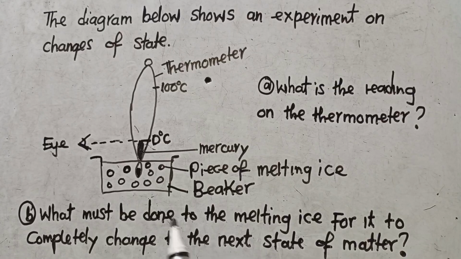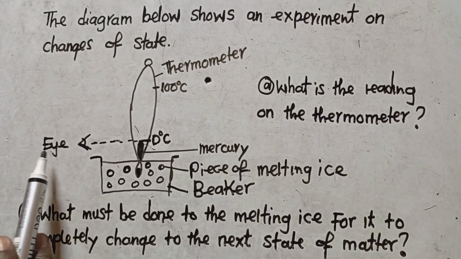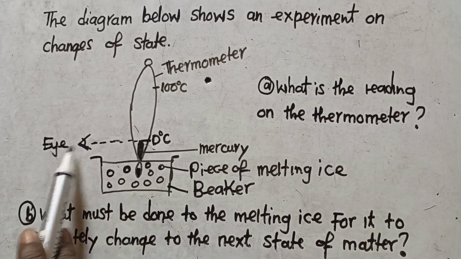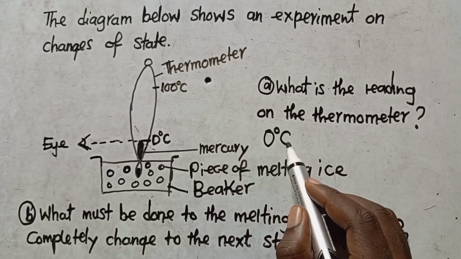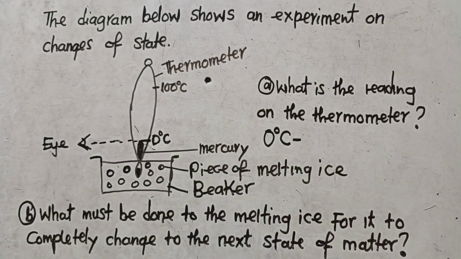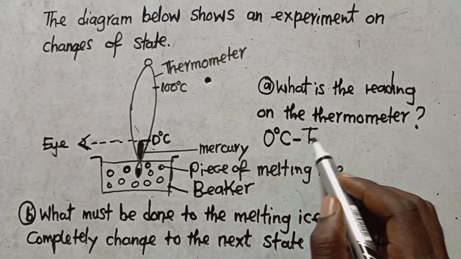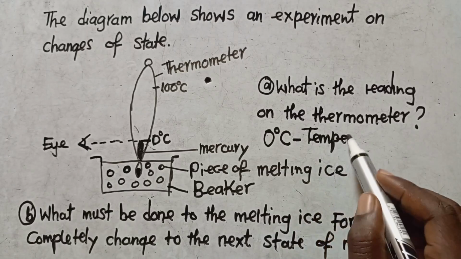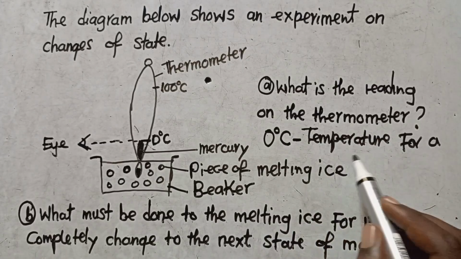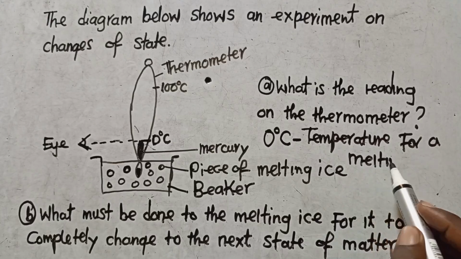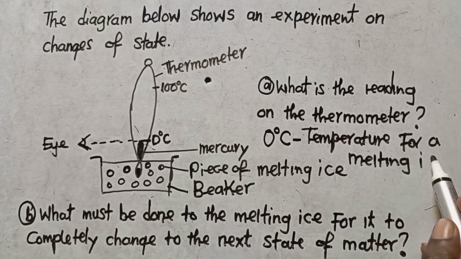You need to understand that the reading here, where an eye is pointing, the person is checking there. It is 0 degrees Celsius. You also need to understand that this is the temperature for a melting ice. So 0 degrees Celsius is the temperature for a melting ice. This is what you are supposed to know and understand.